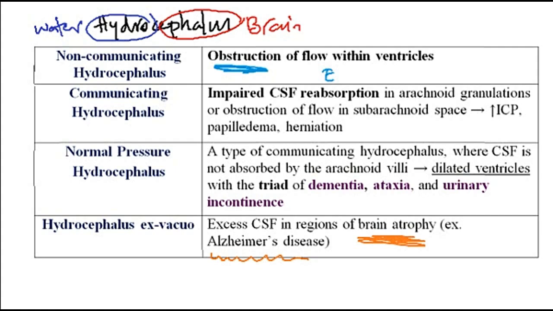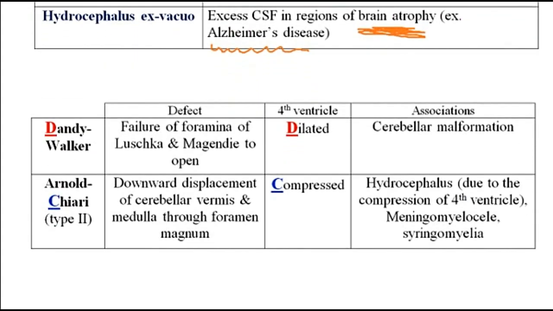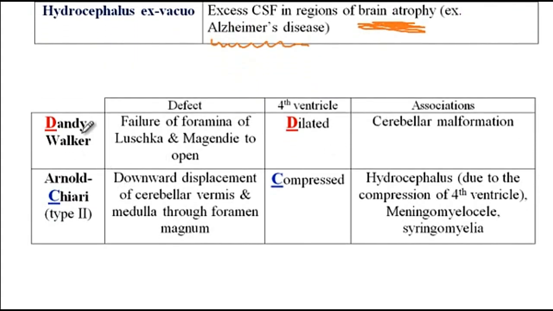The next two malformation disorders are Dandy-Walker and Arnold-Chiari syndromes. So Dandy-Walker is due to the failure of the foramina of Luschka and Magendie to open, as a consequence of which it will cause dilation of the fourth, third, as well as lateral ventricles. And then the association that you see with the Dandy-Walker malformation is the cerebellar malformation, as the fourth ventricle can turn into a cyst and then cause agenesis of the cerebellar vermis.